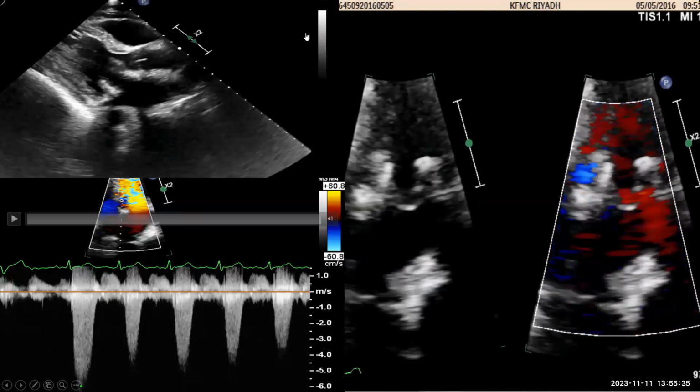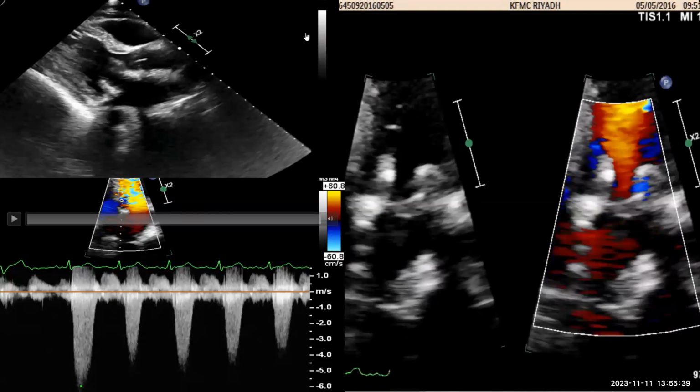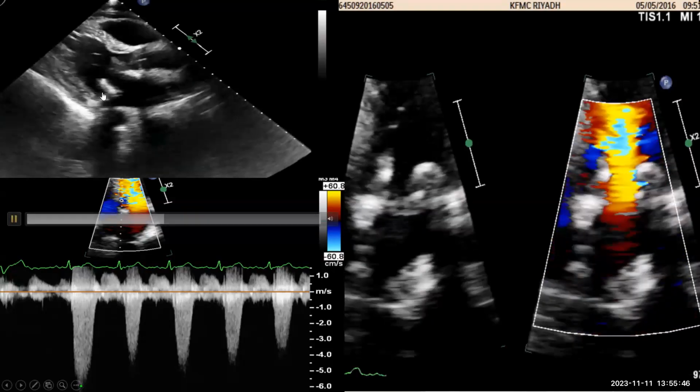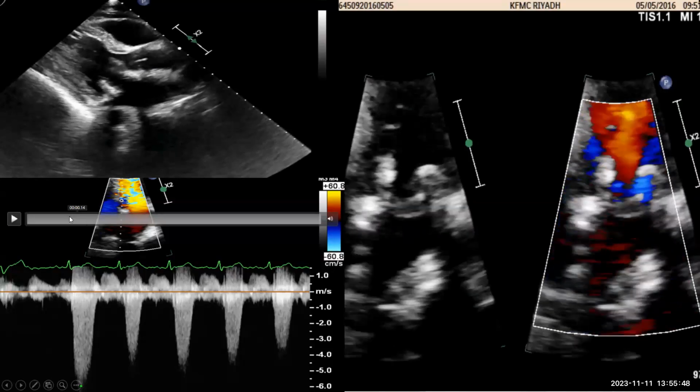So any answer? LVOT, somebody wrote LVOT. LVOT what? What do you mean by LVOT? Aortic valve fibrosis. Do you think this fibrosis is the aortic valve? This is just normal. This is normal. We don't have any struts here.